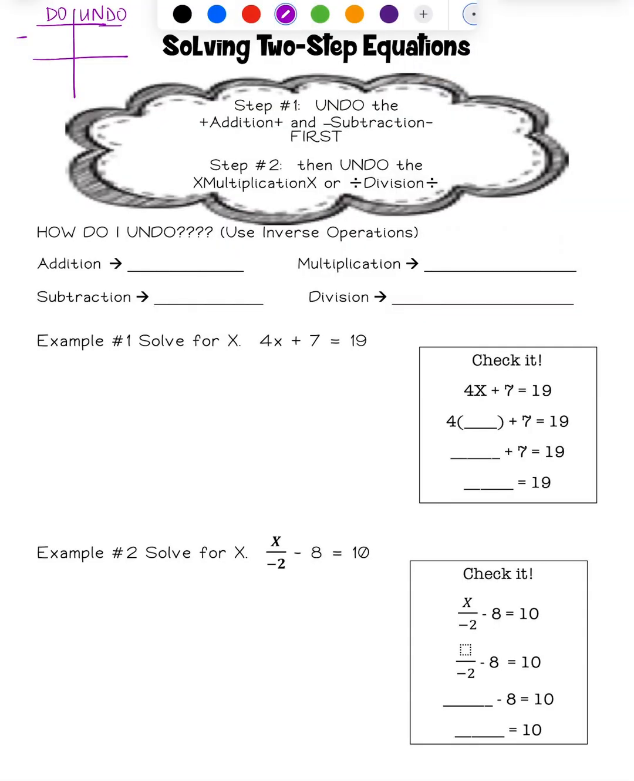All right, today we're going to talk about solving two-step equations. So when we're solving two-step equations, we are going to create a do-undo chart. A do-undo chart is basically going to be on the left side. We're going to talk about things that they are doing to X, right, over here. And on the right side, we're going to talk about how to undo those things. And by doing that, we're going to use those inverse operations, okay?